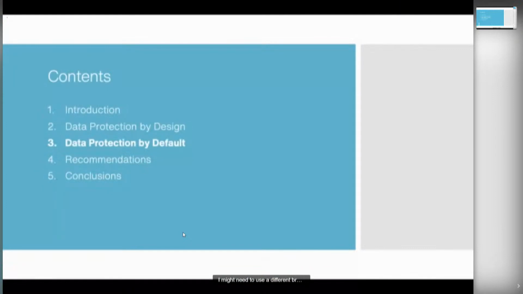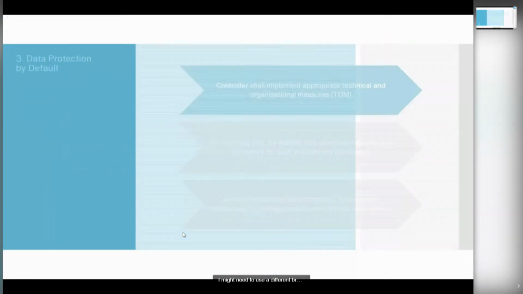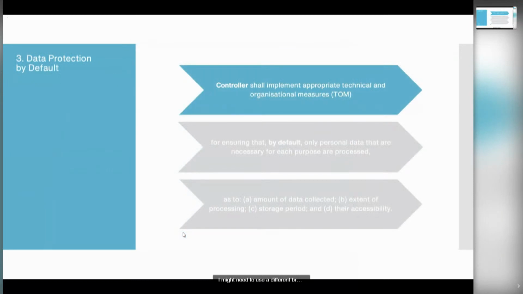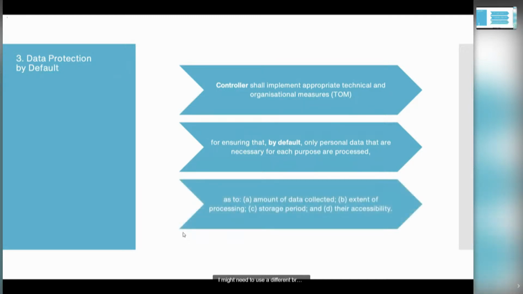And what is data protection by default? The controller must, here again, implement appropriate technical and organizational measures for ensuring that, by default, only personal data that are necessary for each specific purpose are processed. And this as to the amount of personal data collected, the less the better, the extent of their processing, the period of their storage, and their accessibility.